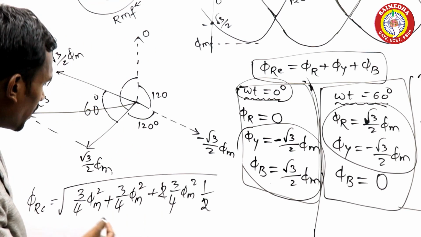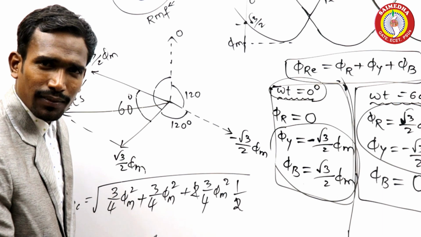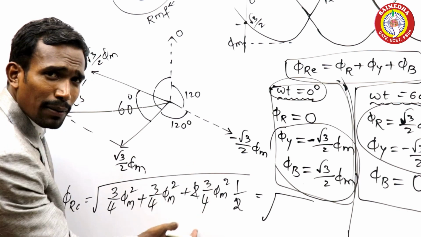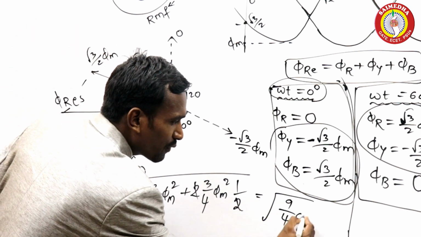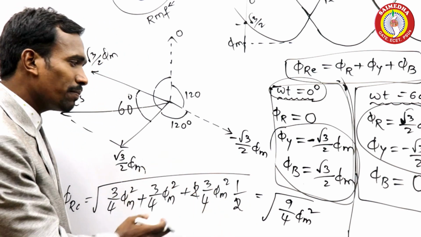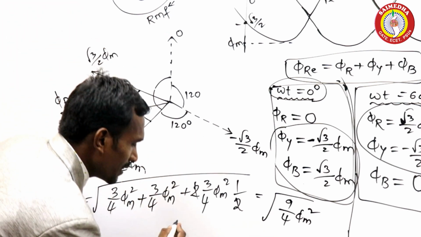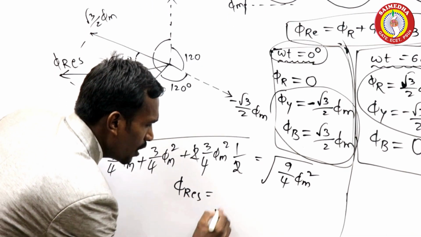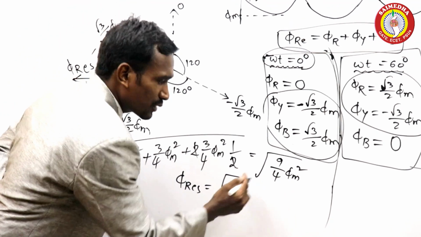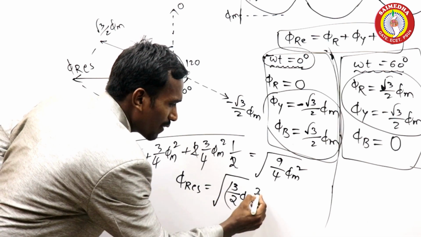Now what are the values here? We have 3 by 4 phi m square, 3 by 4 phi m square, 3 by 4 phi m square. Can you tell me the final value? 3 plus 3 plus 3 is 9, so 9 by 4 phi m square. This resultant flux is equal to 9 by 4 phi m square. How can we write this? This can be written as 3 by 2 phi m whole square.